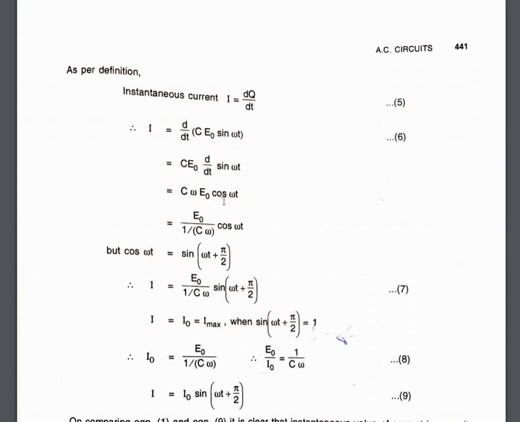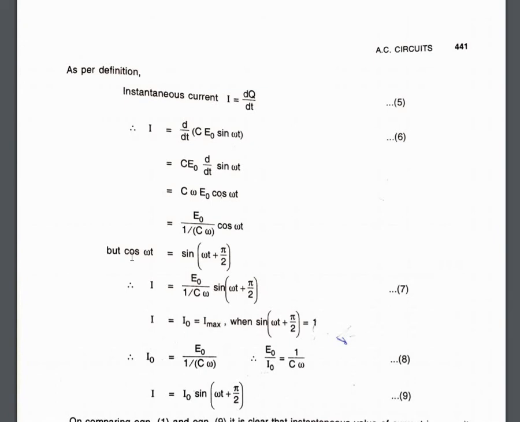So what is the derivative of sin omega t? It is nothing but omega into cos omega t. So you will get this expression as C omega E0 cos omega t. So you will get I as C omega E0 cos omega t, or this can be written as E0 divided by 1 by C omega, times cos omega t. But in order to compare the voltage and current in a circuit, we have to change this in terms of sine omega t.